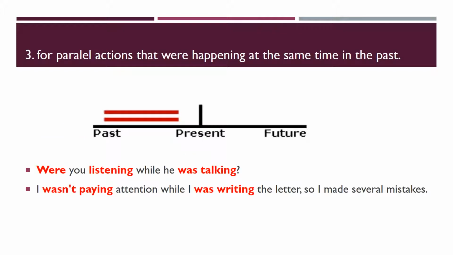The third way of using past continuous tense is for parallel actions that were happening at the same time in the past. Be careful. This time, both actions should be happening at the same time. That's why there shouldn't be any interruption in the middle of one action. For example, were you listening while he was talking? As you can see, listening and talking are two actions that happen at the same time. That's why they are both expressed by using past continuous.